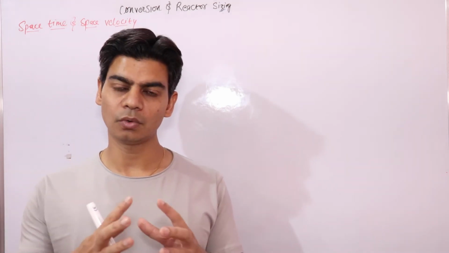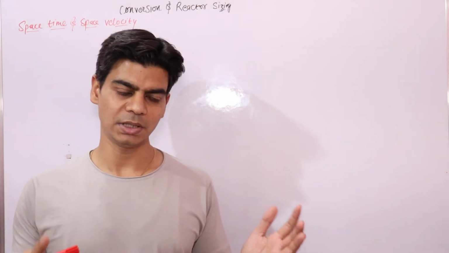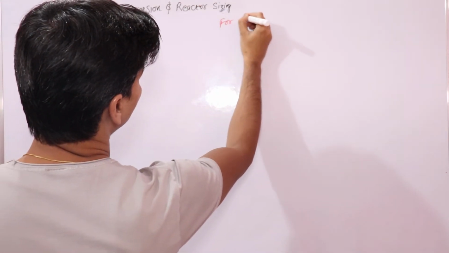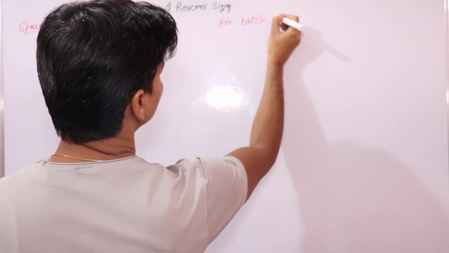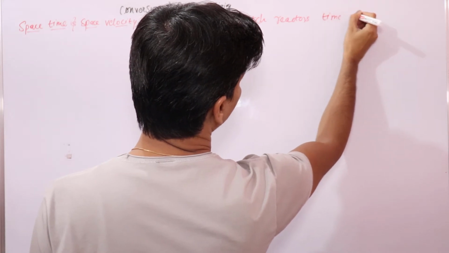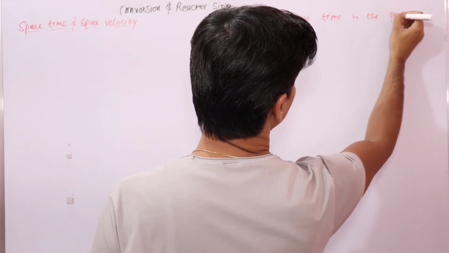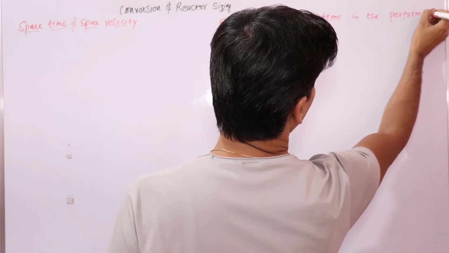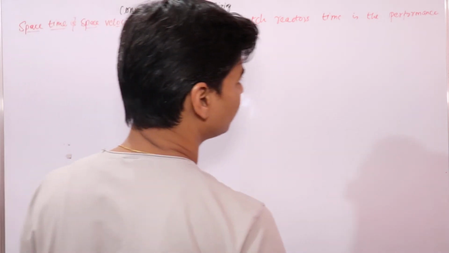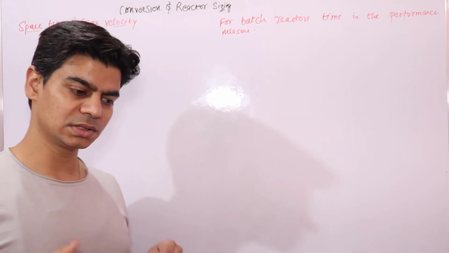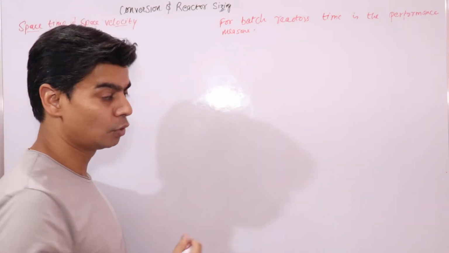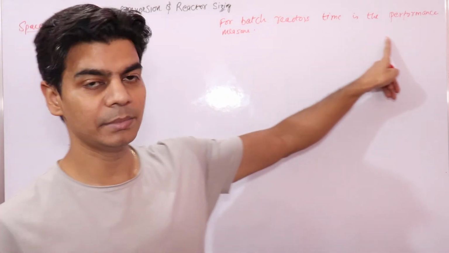Similarly, now if we talk about flow reactors, batch reactor, right? For batch reactors, time is the performance measure, right? The longer the time reactants spend in the batch reactor, the more would be the conversion, right? Similarly, for flow reactors, right? For batch reactors, time is the performance measure.